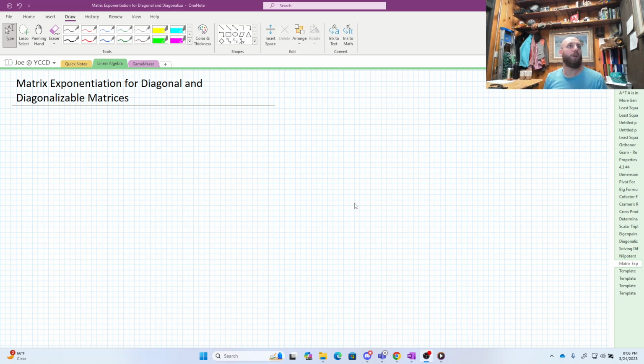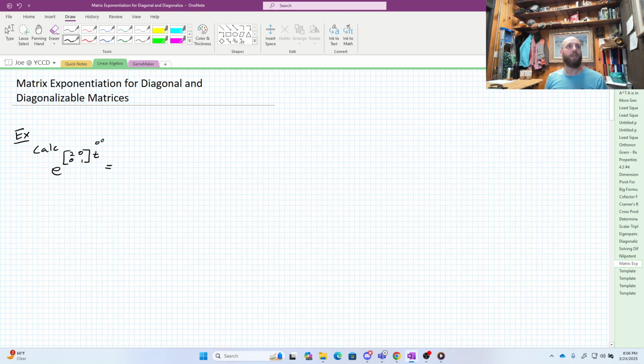So today we're going to talk quickly about how to matrix exponentiate diagonal and diagonalizable matrices. I'm just going to do this by a quick example. For the diagonal case, it's pretty chill. My goal here is to calculate e to the [2 0; 0 1]t.